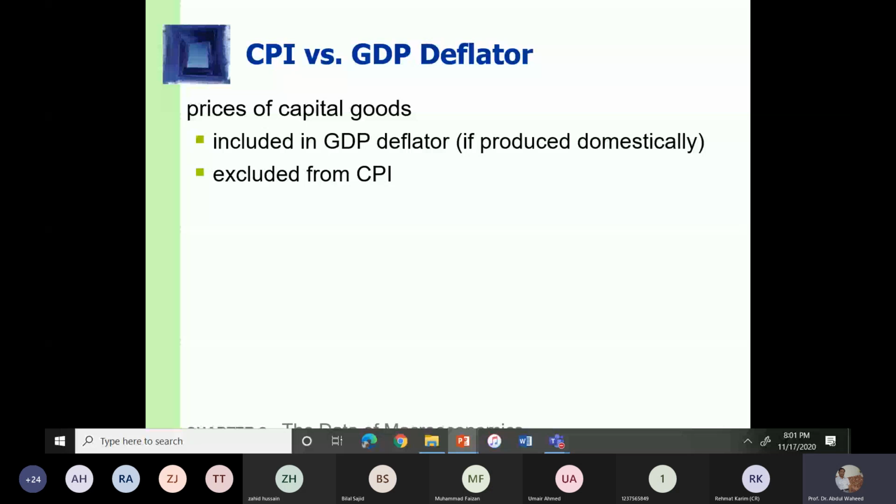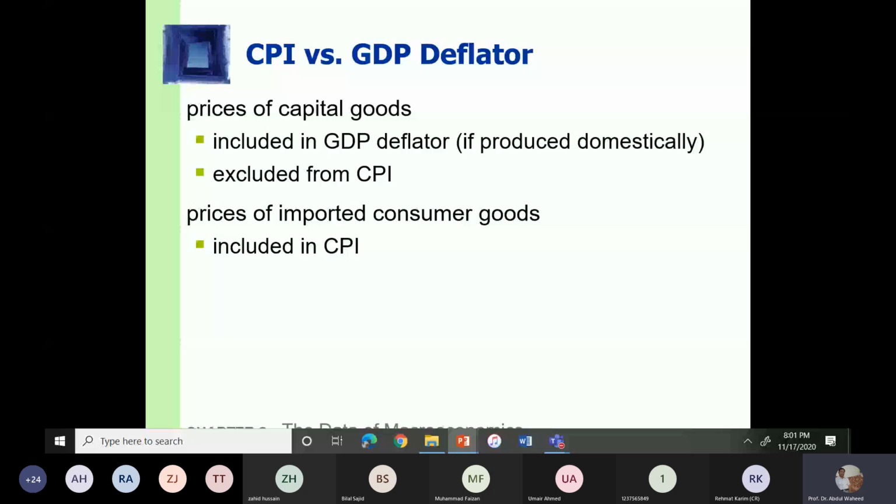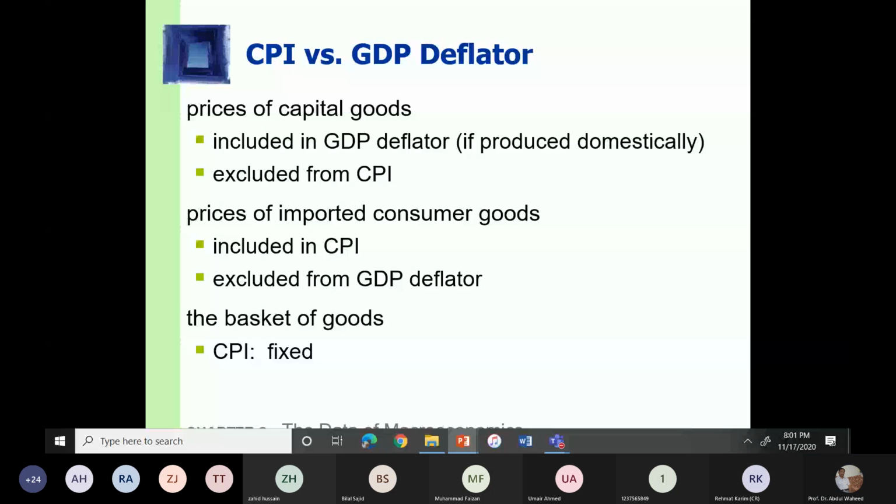And for the prices of imported consumer goods, the imported consumer goods are included in CPI, but they are not included in the GDP deflator. So this is the difference related to imported consumer goods. And for CPI, the basket is fixed, but the GDP deflator basket is not fixed, and it changes every year. It depends on what goods and services are produced in the economy. So whatever is produced in the economy would be included in GDP and then reflected in the GDP deflator. But in the case of the consumer price index, because this is a fixed basket of commodities, the goods in the basket are fixed, therefore the consumer price index is also fixed.